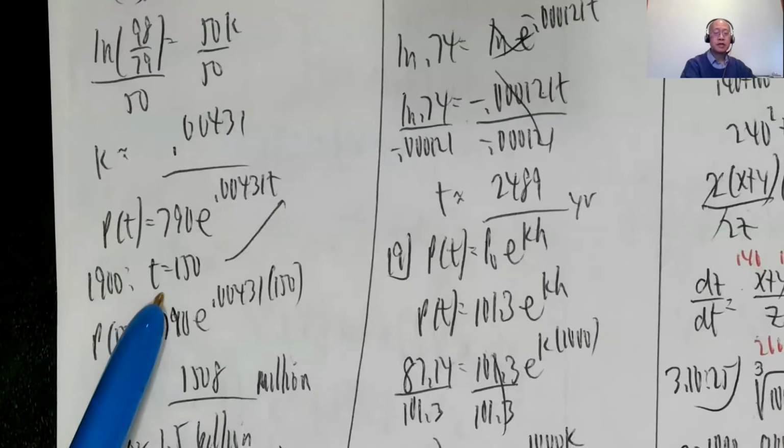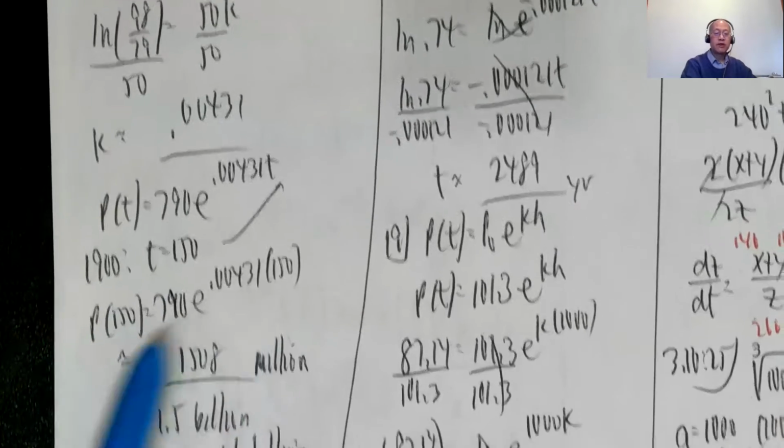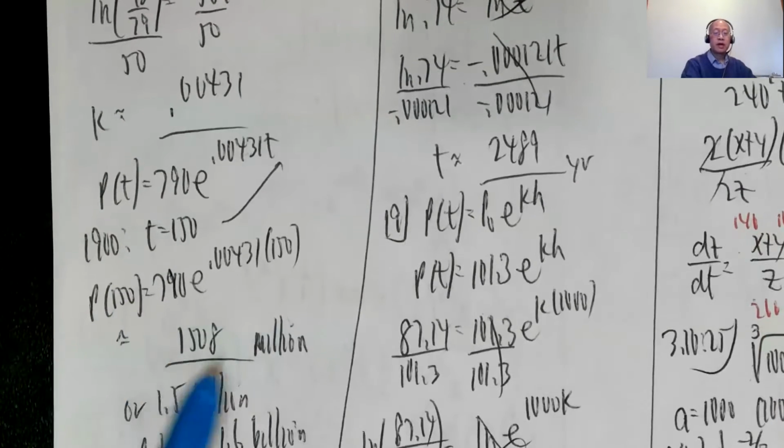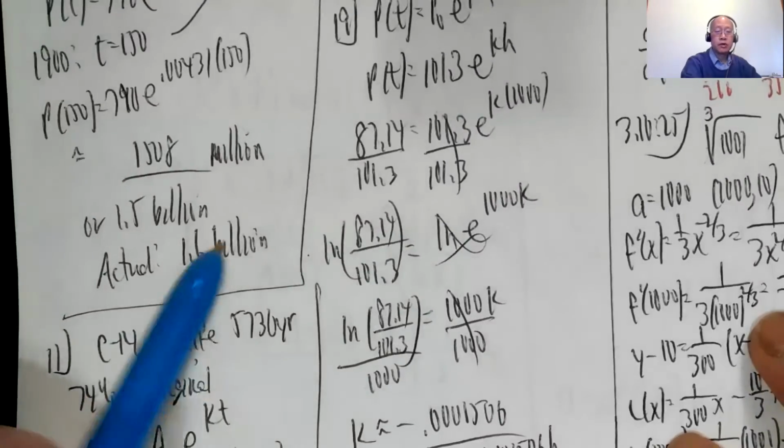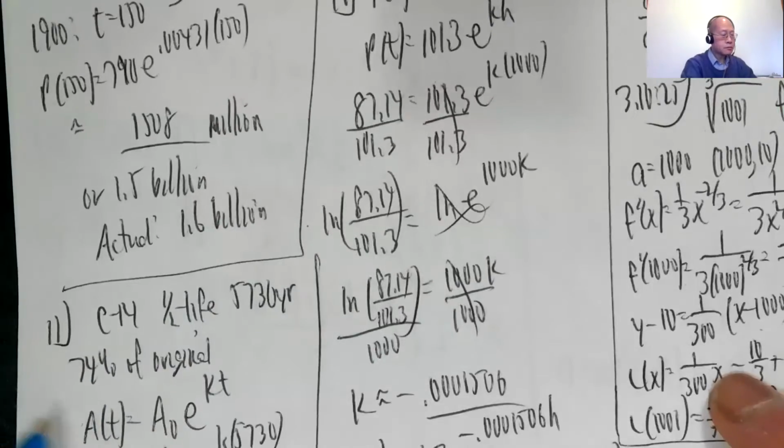Okay, 1900 represents t is 150. Plug in 150. 1508 million, or 1.5 billion. Okay, the actual amount was 1.6 billion.